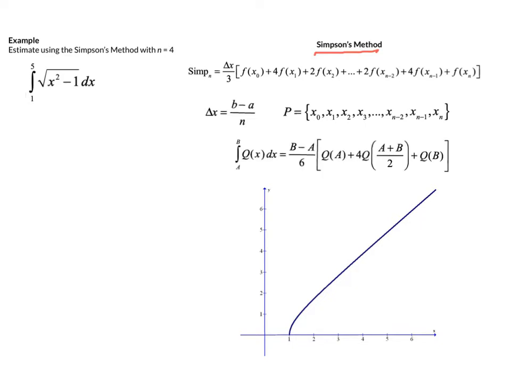It states that the area under a quadratic function q of x on the bounds from a to b, I'm using capitals here just to keep the labels separate, is equal to the width of the interval over 6, b minus a over 6, times q of a, that's the height of the quadratic at the left endpoint, plus 4 times the height of the function at the midpoint of the interval, a plus b over 2, plus 1 times the height of the quadratic at the second endpoint.